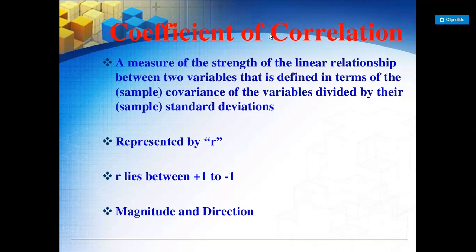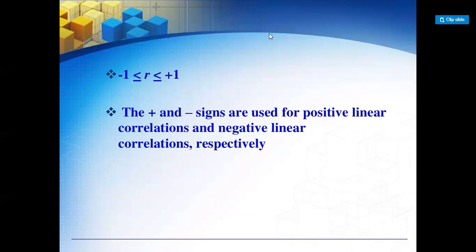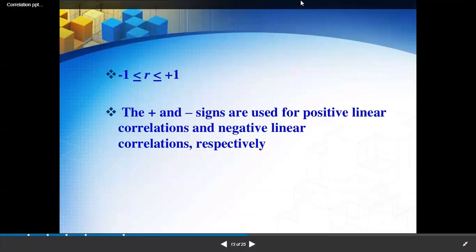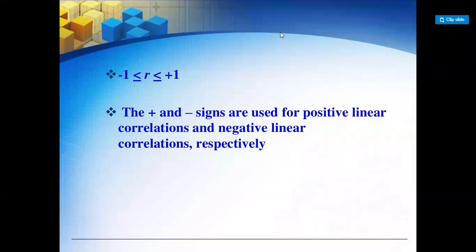Karl Pearson's coefficient of correlation is represented by r. r lies between plus 1 and minus 1. The magnitude and the direction mean the answer will come in between them. So the value of the correlation coefficient shall always be between plus 1 and minus 1.